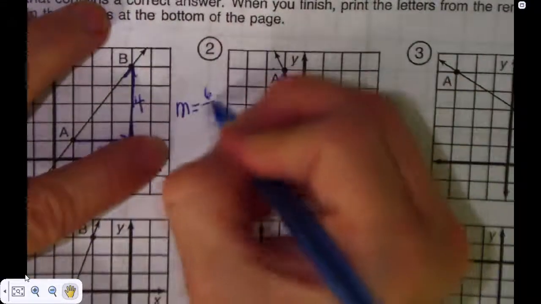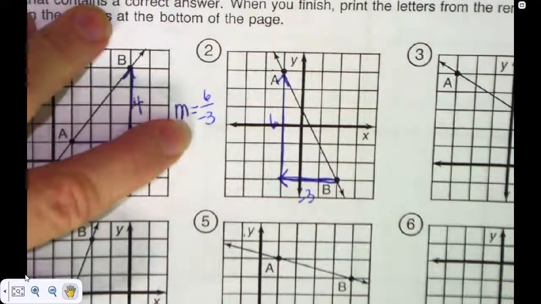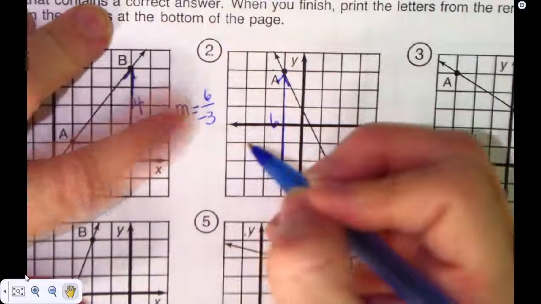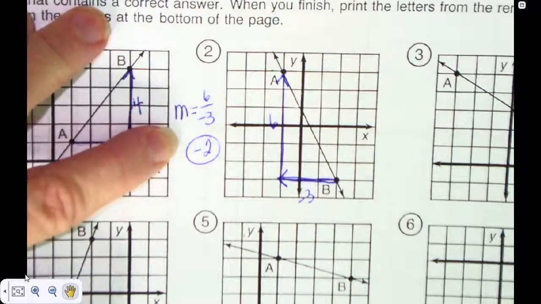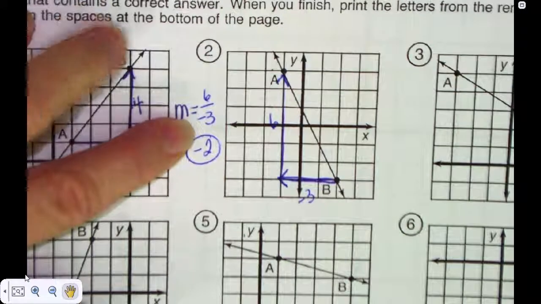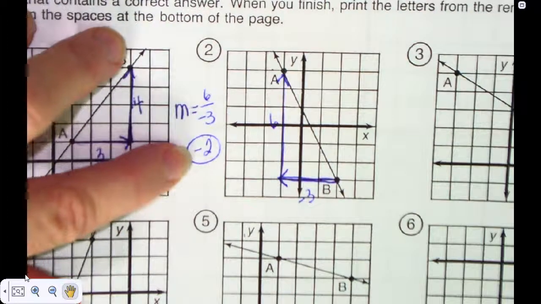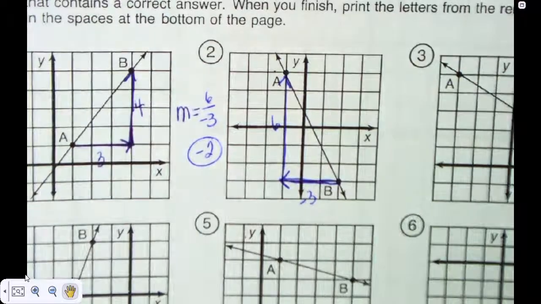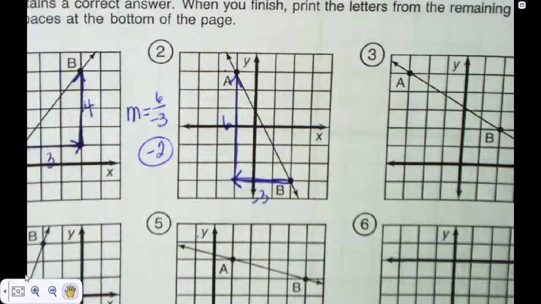So rise over run. What is 6 divided by 3? 6 divided by 3 is 2. So it's going to be -2. It's your slope. If you can divide it and get a whole number or an integer, you have to do that. There's one negative, so the answer's negative. -2. You should have marked this out. You should just be checking. We did this in class.